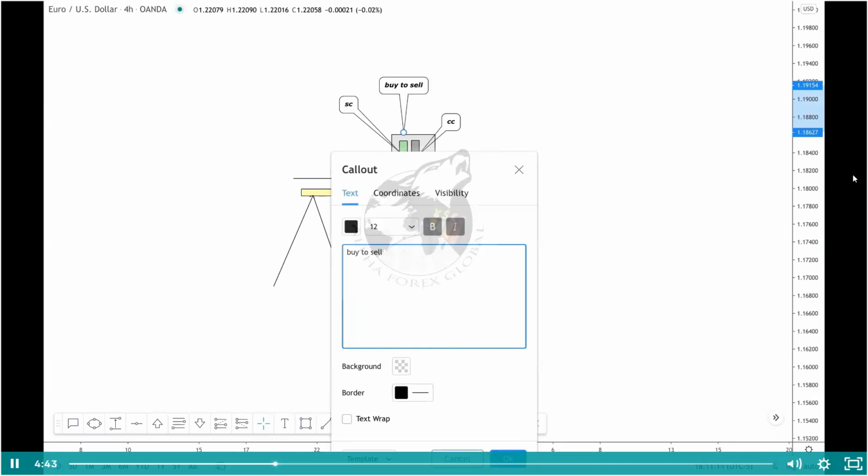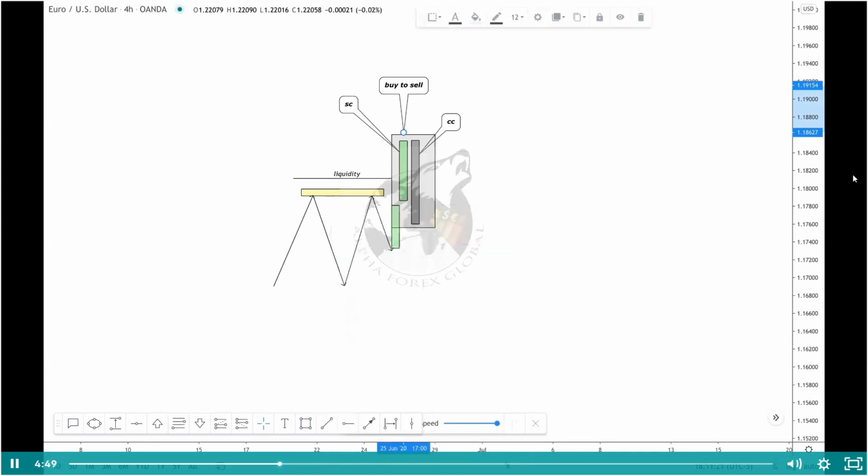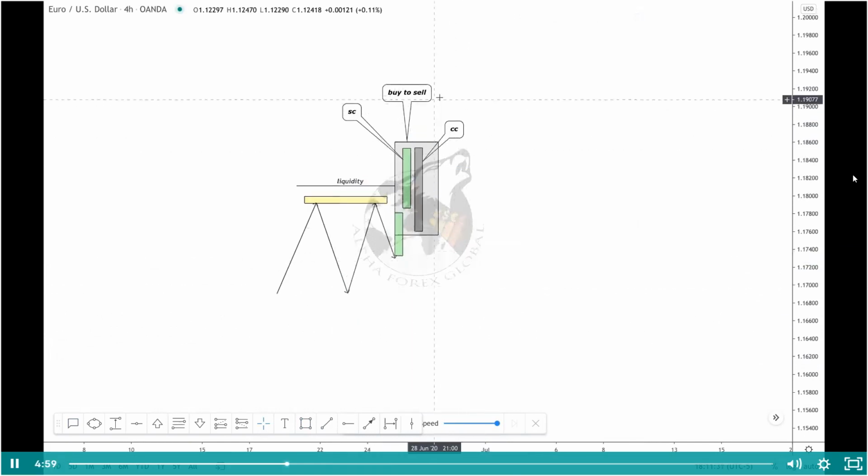And it would be vice versa if we were to look at the market in an uptrend. If the market was supposed to go in an uptrend, sorry. So yeah, this is a buy to sell move.